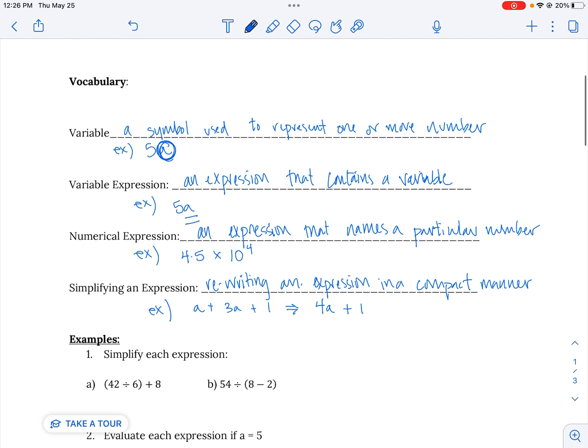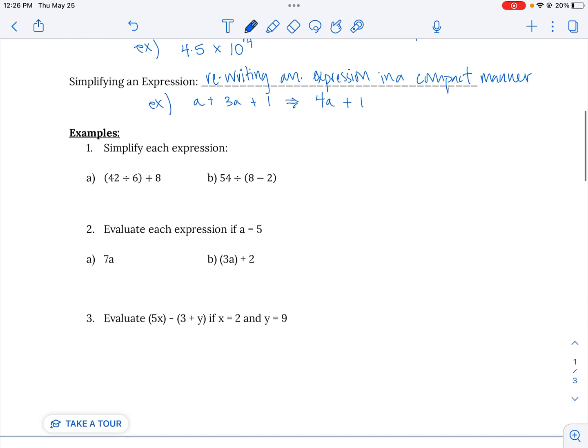So let's look at a couple of examples here. In the first example, I ask you to simplify each expression. We have to remember, do what's inside the parentheses first. So I'm going to take 42 divided by 6, and that's 7, and add 8 to that for an answer of 15. In the next one, I'm taking 54 and dividing that by the answer I get when I subtract 8 minus 2, and that's 6. And 54 divided by 6 is 9.